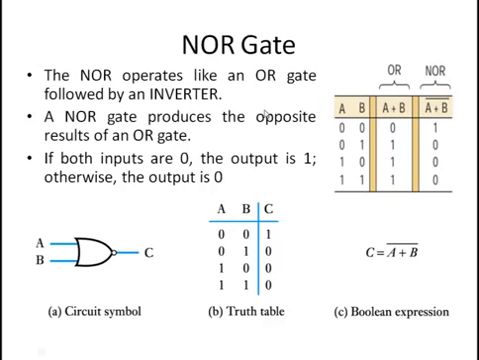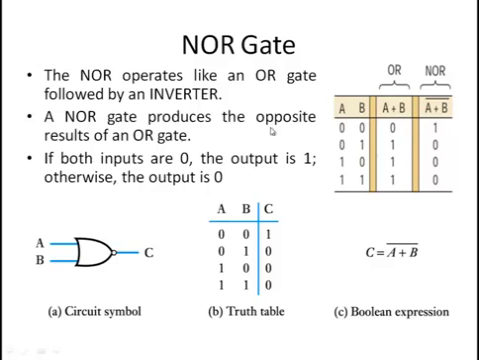Next is the NOR gate. NOR gate is somewhat similar to OR gate except for this circle which is attached here. So we can say that NOR operates like an OR gate followed by an inverter. So its Boolean expression can be this, that is C is equivalent to A plus B, where A plus B is OR, and marking this bar over the A plus B expression makes it the expression for NOR gate.